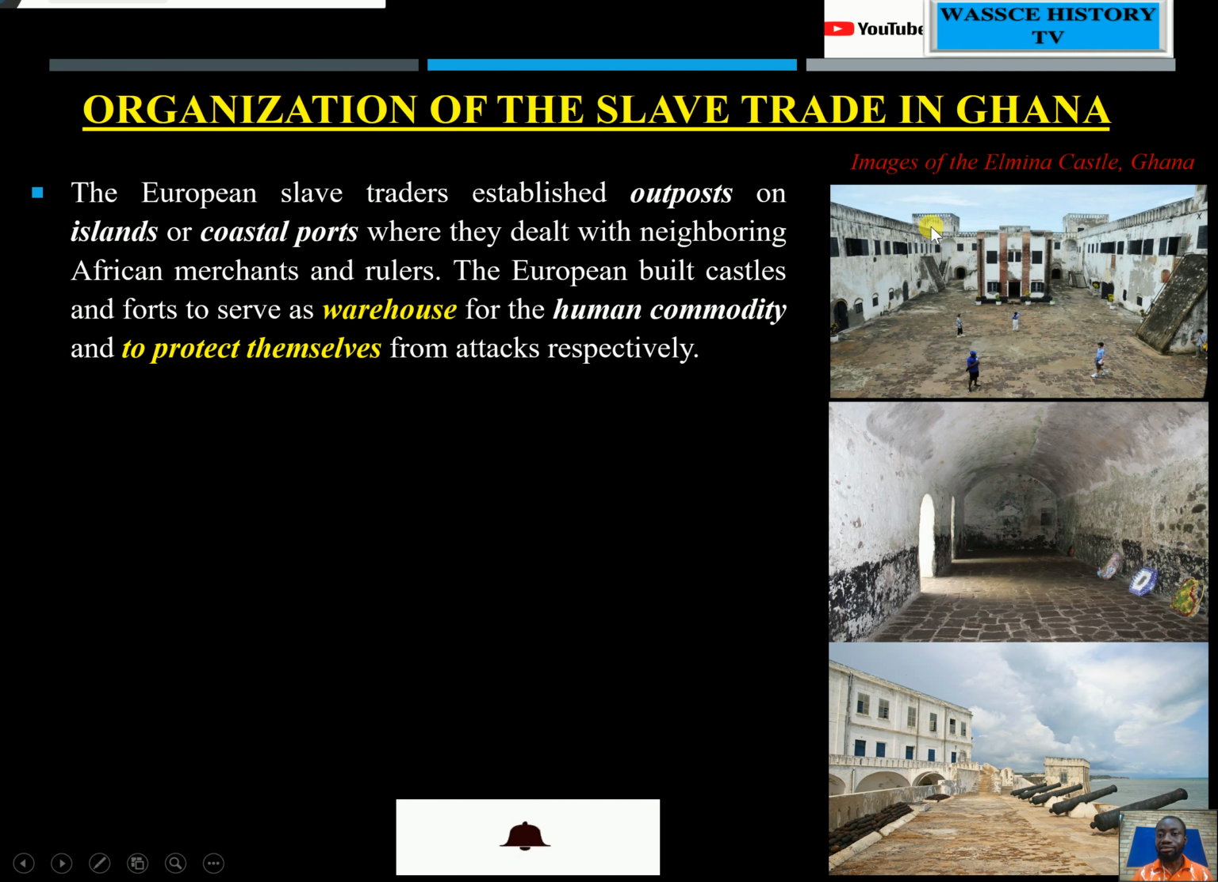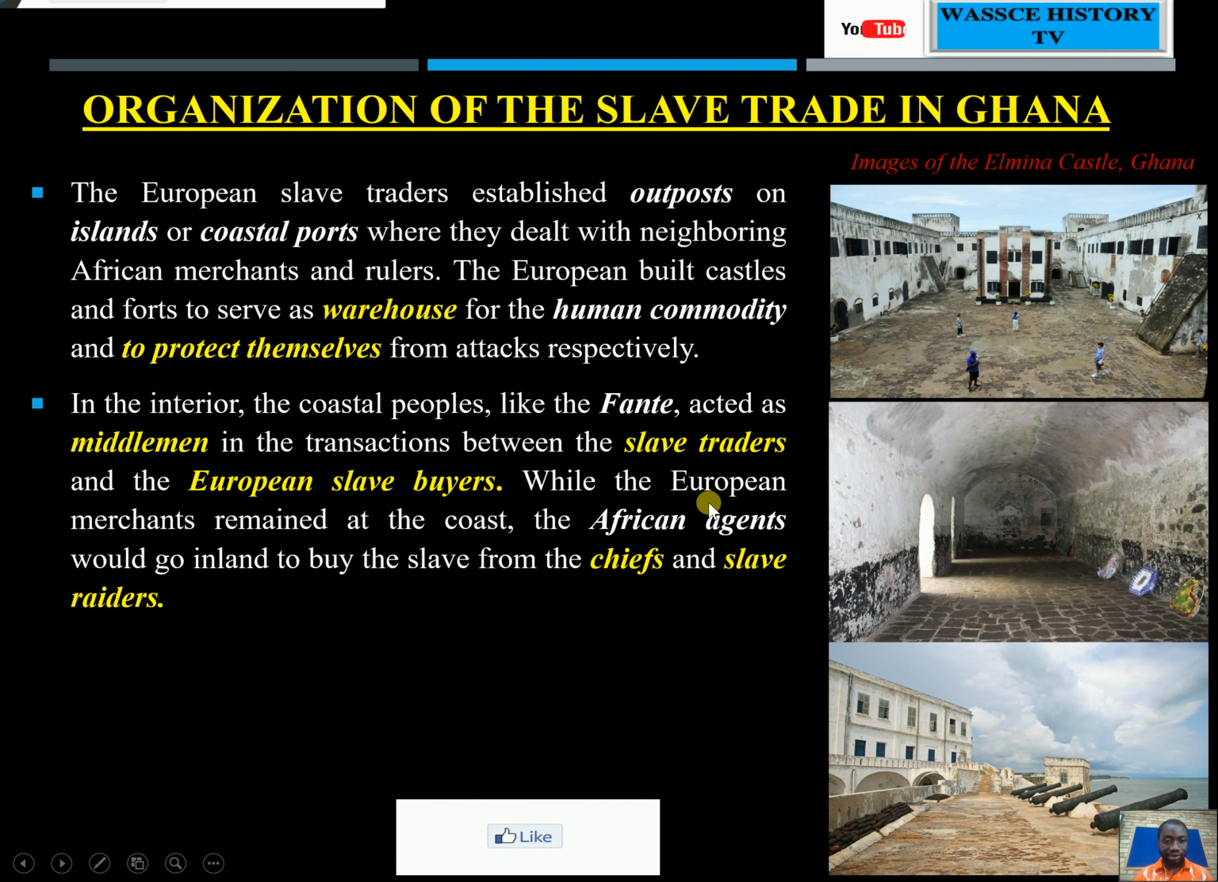And these are images of the Elmina Castle, as we have seen here, found in modern day Ghana, in West Africa, where a lot of African slaves were taken from. Ghana has about three or four main castles, or slave castles, spread along her coast, and that's the largest in West Africa. We will come to talk about these pictures later on. So let's move on. In the interior, the coastal people, the Fanti, who lived along the coast.